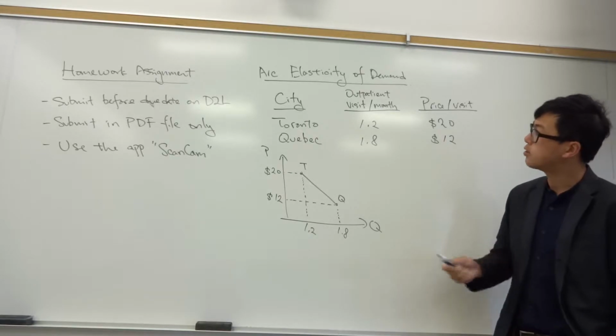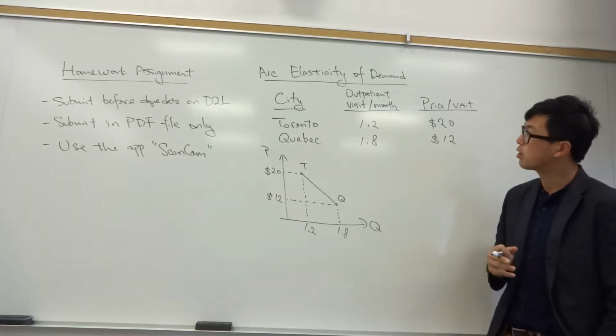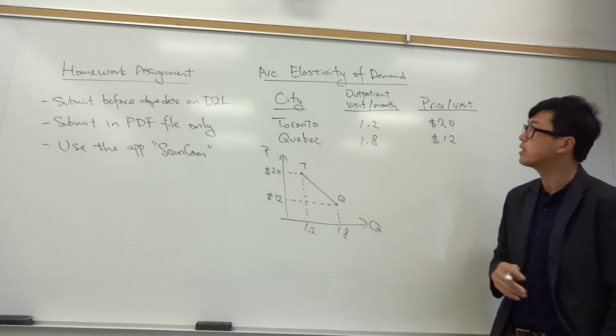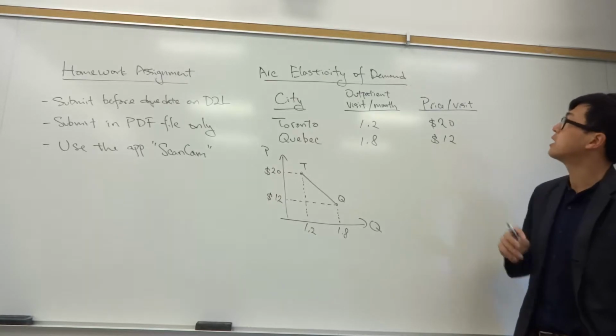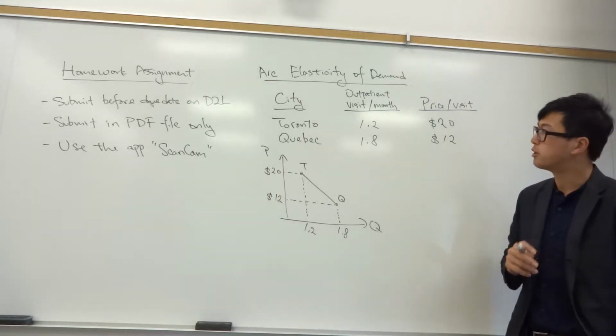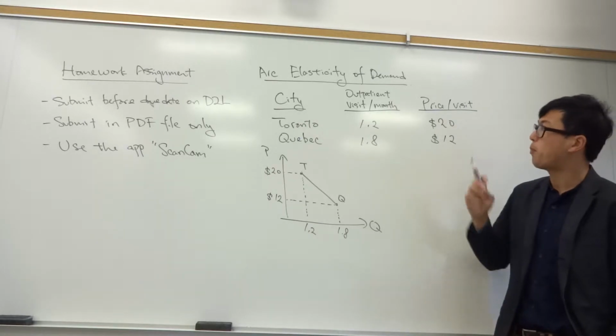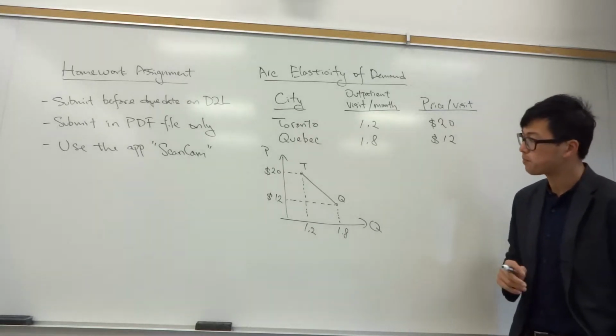Taking the case of Toronto, people on average have outpatient visits 1.2 times per month, and the price for every single visit is $20. In Quebec, it's 1.8 visits per month and $12 per visit.